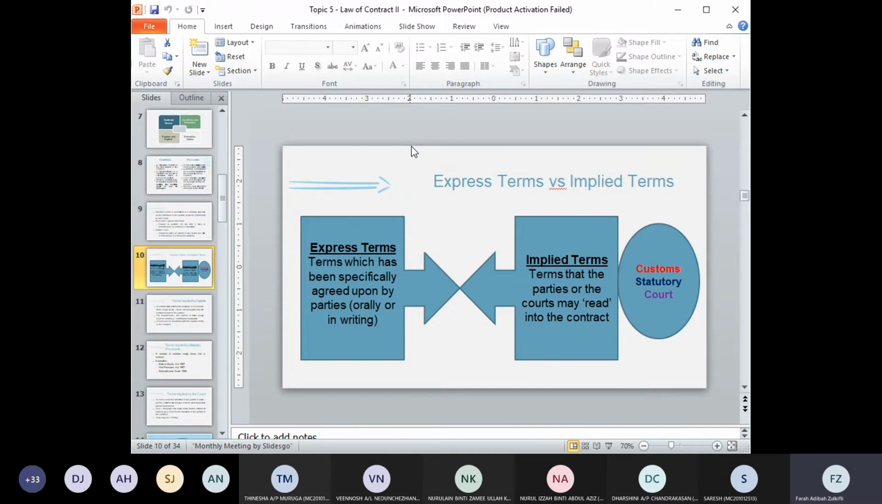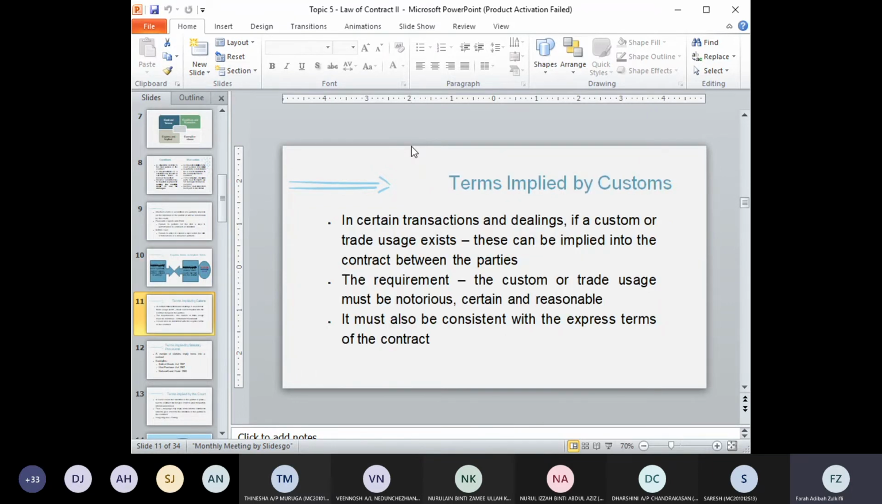Second one, statutory. If there is any statutory regulation that needs to be fulfilled, if there is any law related to the contract that you have to follow, the law can become an implied term, even if it is not stated in the contract. And the third one, the court can also imply terms into a contract based on the intention of the parties who have signed the contract.